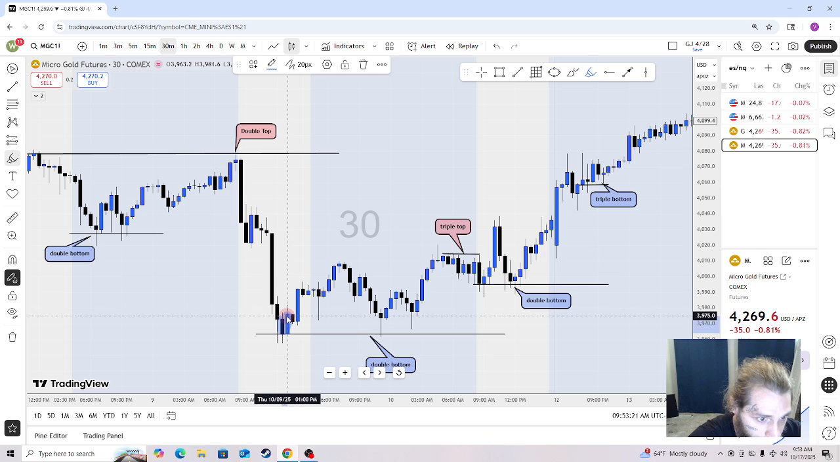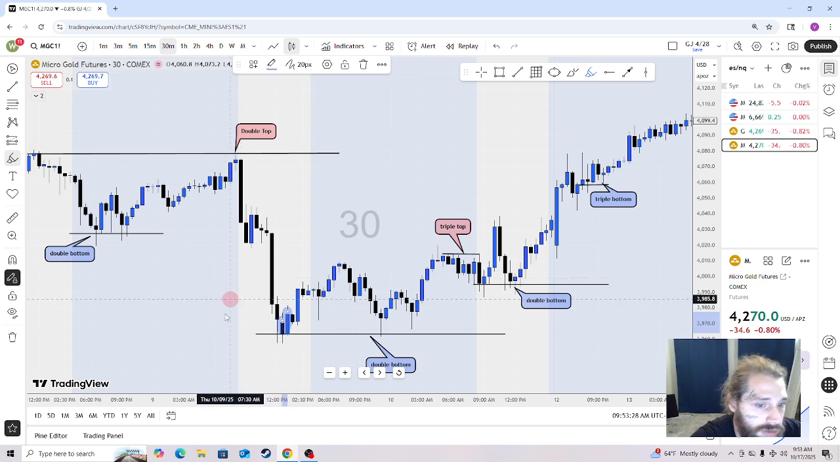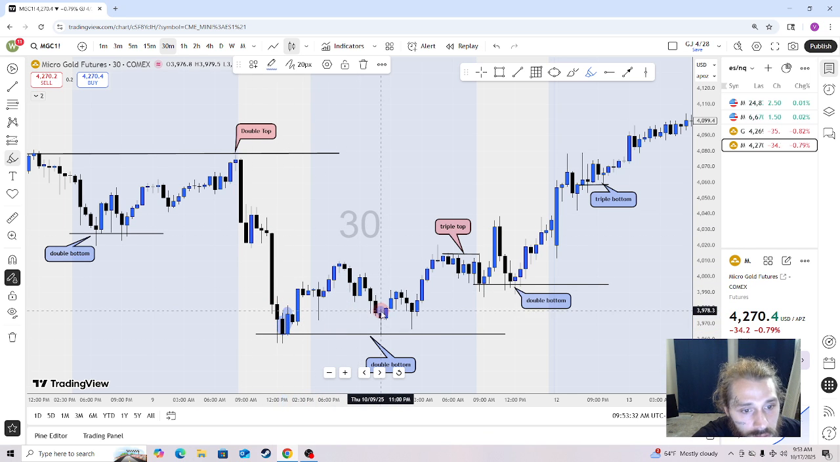Right here, we get a bullish engulfing, a two-candlestick pattern. We'll have two-candlestick patterns and we'll also have three-candlestick patterns. While this is a bullish engulfing, let me focus on bullish engulfings and then we'll focus on bearish engulfings. So here's another bullish engulfing.